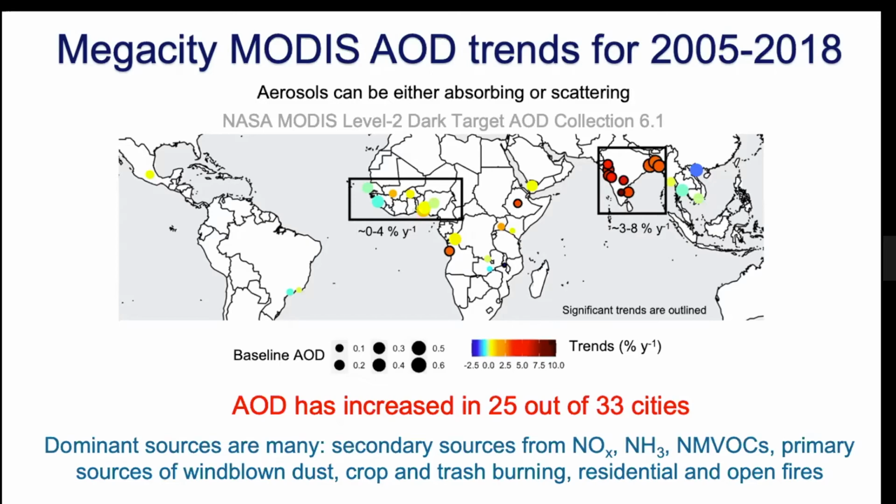PM 2.5 comes from secondary sources like nitrogen oxides, ammonia, and non-methane volatile organic compounds, as well as primary particles that can come from dust, especially Saharan dust, crop and trash burning, which takes place a lot in northern India. There can be residential fires, open fires, or even the charcoal that you burn for summer barbecues. So all of these are contributing to PM 2.5 levels.